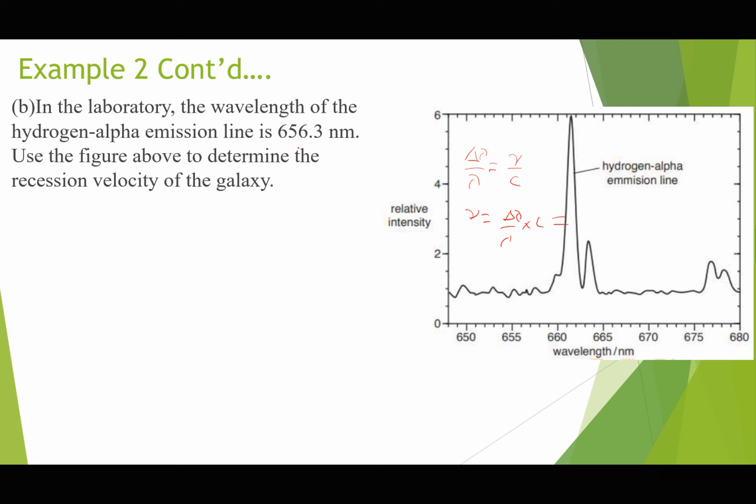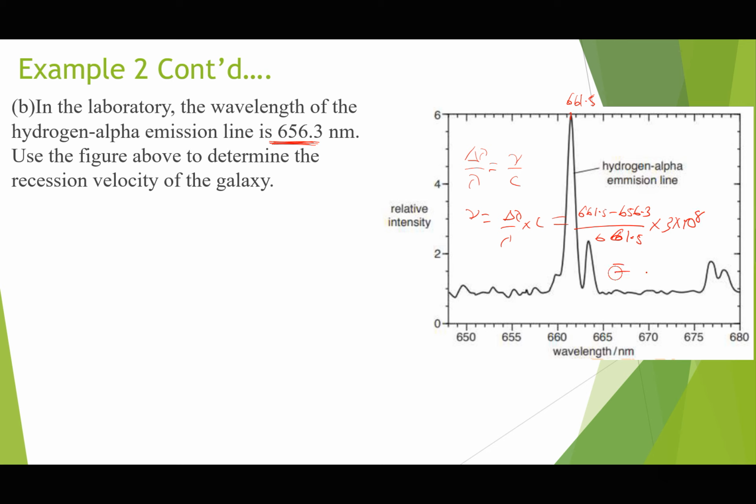The laboratory wavelength is the known value. But then from the distant galaxies, I think this line is corresponding to the center, 661.5. So this is going to be 661.5 minus 656.3, divided by 656.3, then times 3 times 10 to the power of 8.